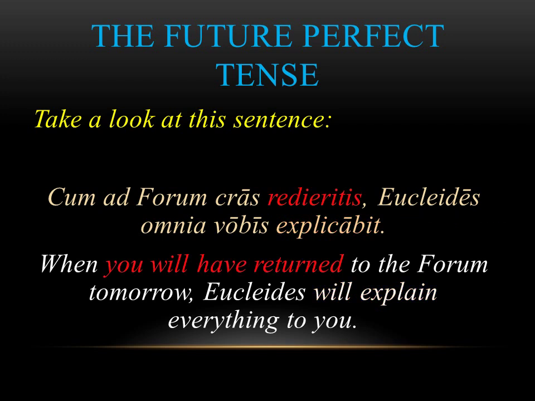The second verb in the sentence is redieritis. Now, it might look like pluperfect, but you'll notice that instead of eratis, we have eritis. There's something different going on in the ending. And if you look at how we translate it into English, you'll see that the translation is totally different. It's "you will have returned." This is what we're going to be looking at in this last part of the video. It's called the future perfect tense.